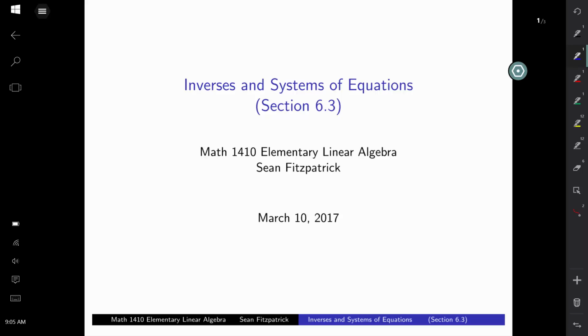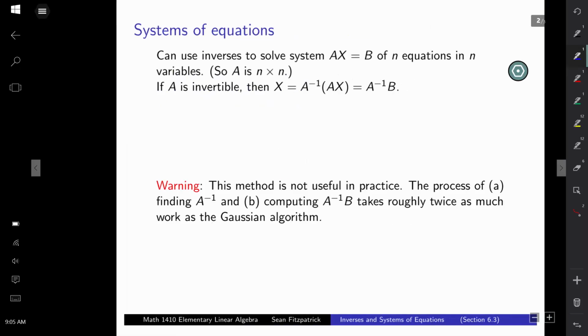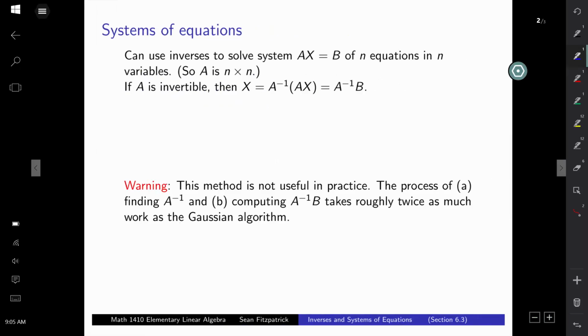But one more computational topic before we get into that, which is using inverses to solve systems. And it's a result which I guess is more theoretically useful than computationally useful, even though this is a computational topic, because this is not a very efficient method, right?